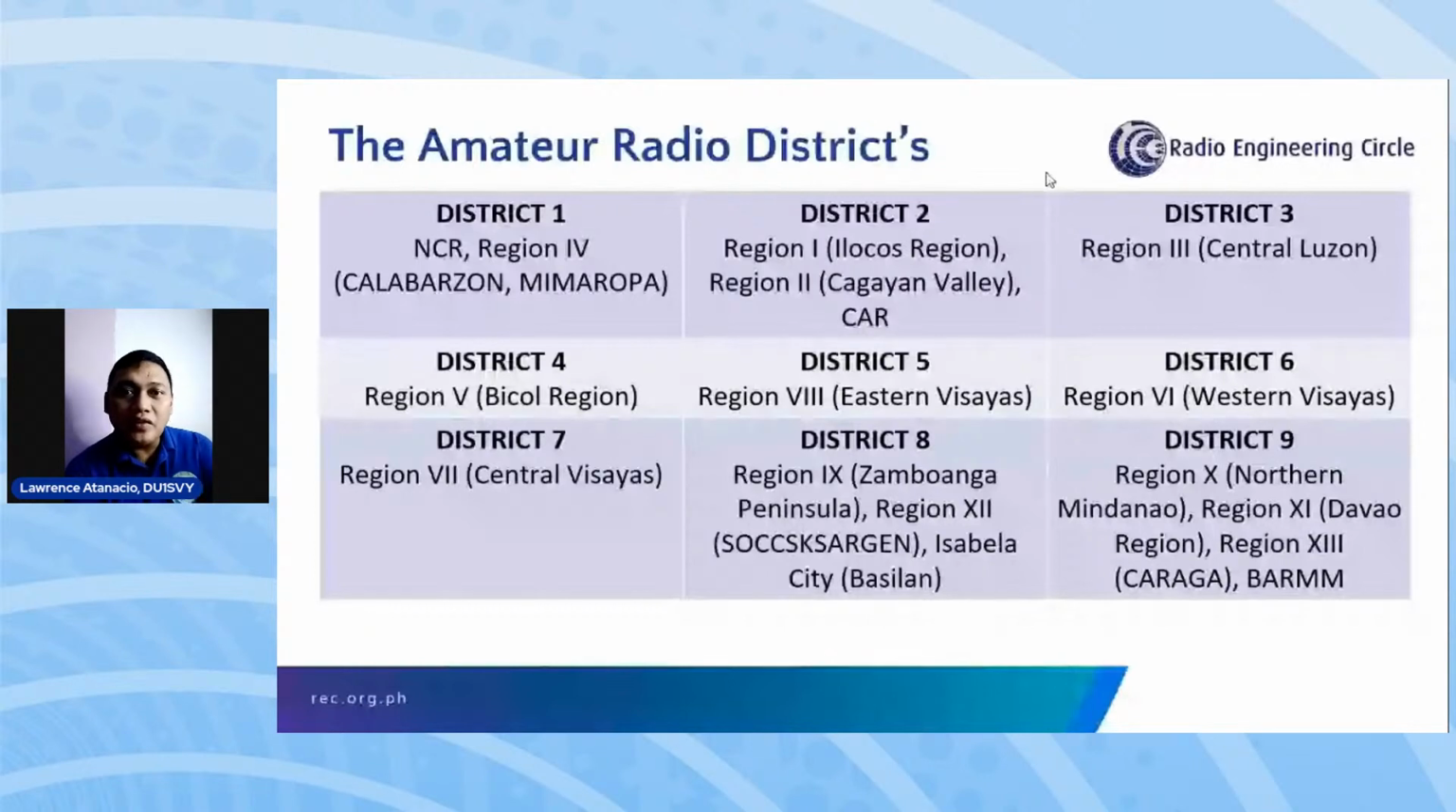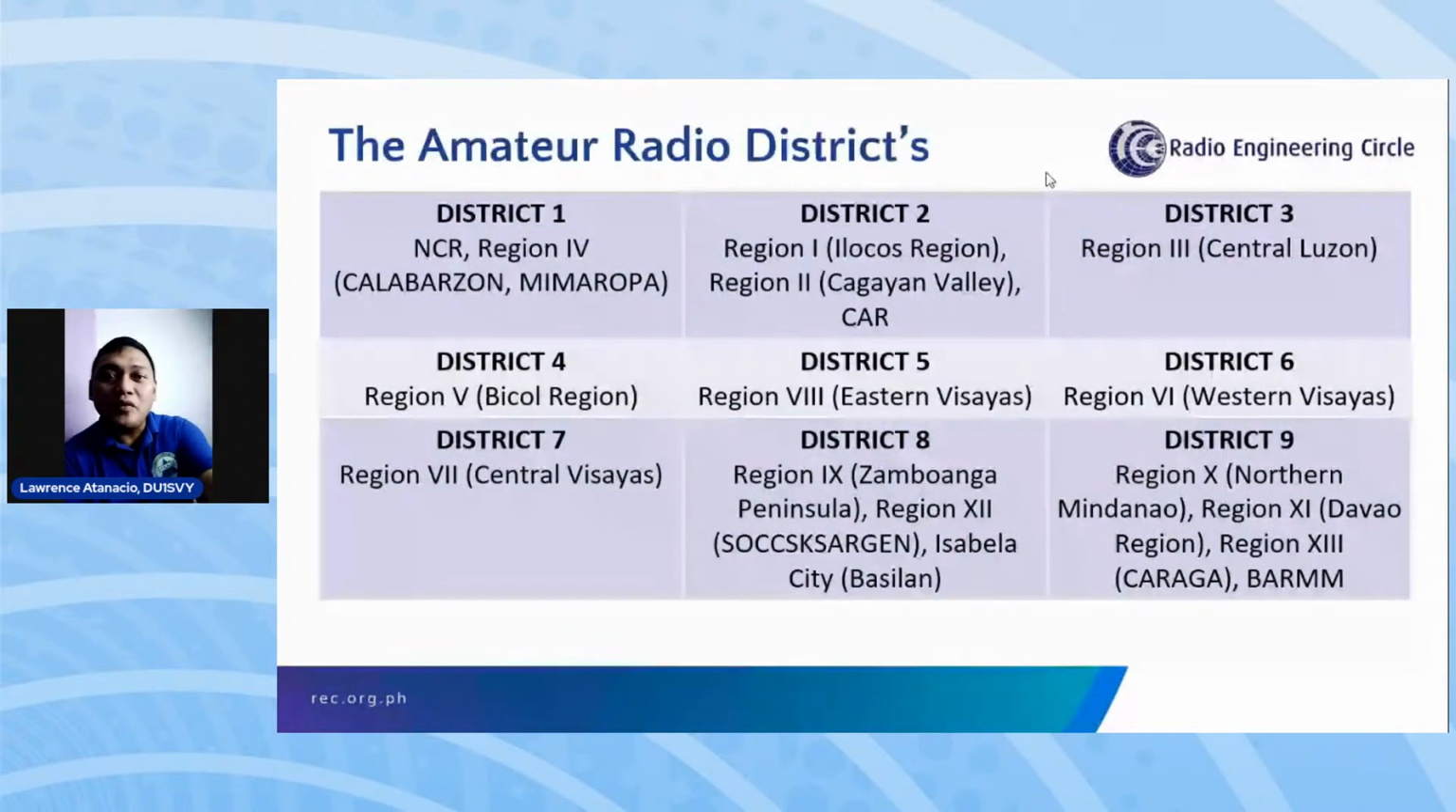Okay, the amateur radio districts. Baka mamaya magkamali tayo. Ang tanong mamaya sa exam, anong radio district ang nasasakupan ang Cavite? So baka masagot natin Region 4A. Nako, mali, bagsak na po tayo agad sa exam. So dapat po ay District 1 po yan. So ang cover po ng District 1 ay yung buong National Capital Region at Region 4, kasama po diyan ang Calabarzon at Mimaropa. So yan po ang cover ng Amateur Radio District 1.